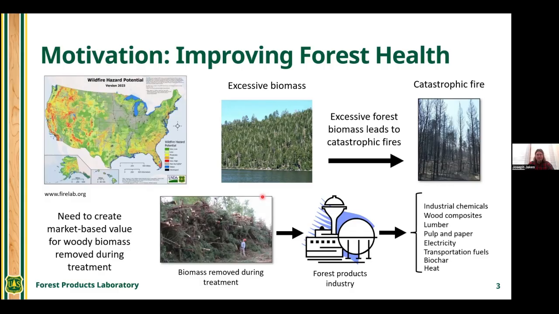To help offset those restoration costs, ultimately the goal is to try to create some sort of market-based value for that woody biomass removed during treatments. The way that we think about that is not just finding use for this low-value material, but also improving and growing the entire forest products industry in general, which of course includes many different products.